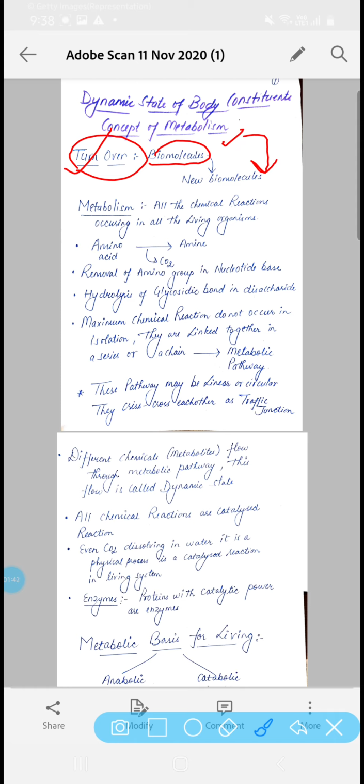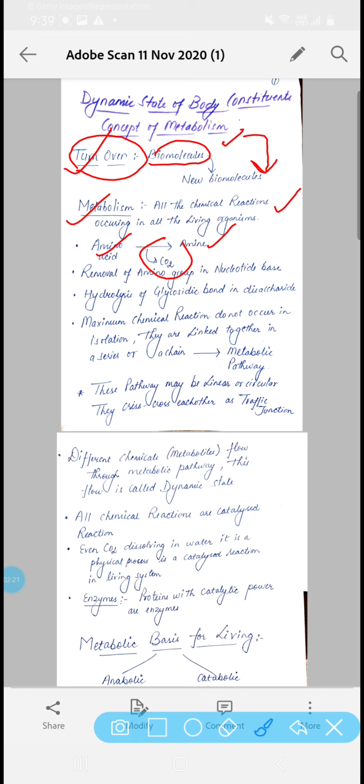Okay, वो change होता रहता है. Now the next term is metabolism. These biomolecules participate in many of the chemical reactions that are taking place in our body. Metabolism means all the chemical reactions that are present in a living body. Like we can take the example when amino acids are converted into amines by removing carbon dioxide. This is one example of a metabolic reaction.